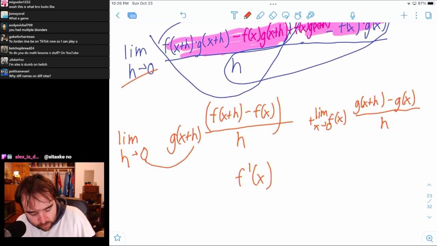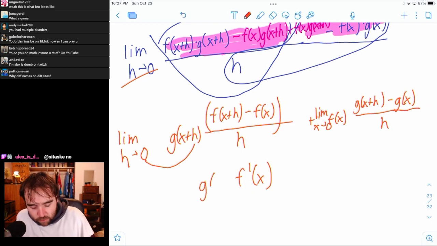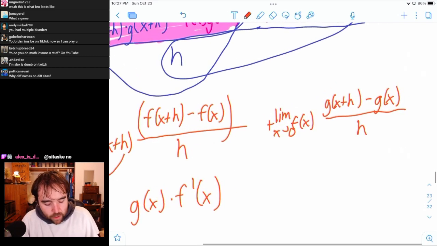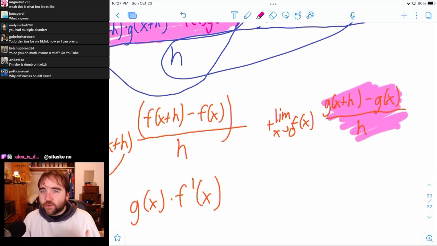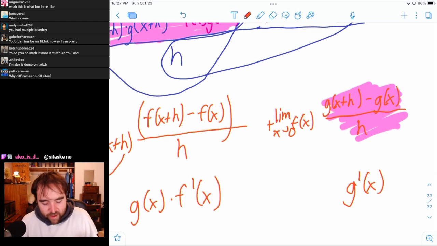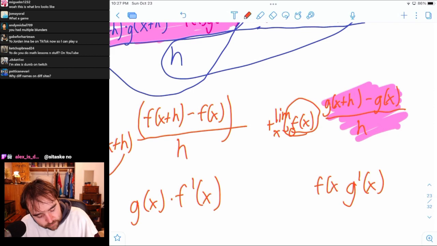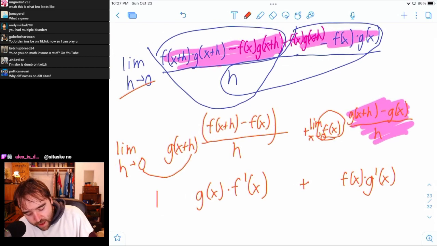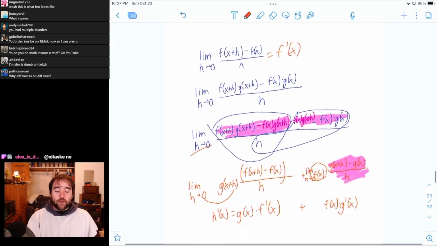And then what happens here when we plug in h equals 0? Well, x plus 0 is still x, so that's just the normal g of x function. And then the same thing's going to happen over here. Look how here we have the same thing, but just with g instead of f. So instead of that being the derivative of f, that's the derivative of g. That's g prime of x times, right here, f of x. And those are added together. And look at that. That is the product rule when you derive it from the limit definition.